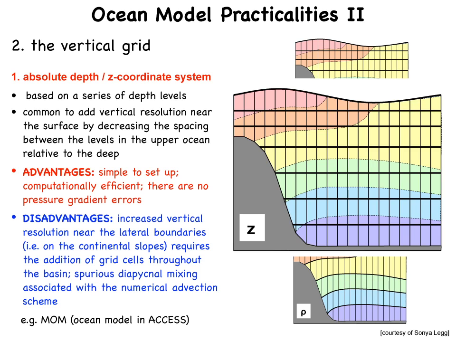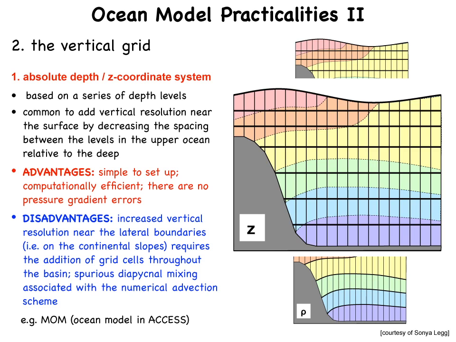It's really simple to set up. It's very computationally efficient. There aren't these issues with pressure gradient errors that some of the other systems suffer from. But again, the big disadvantage is that it's a bit restrictive in terms of putting resolution where you want it. And in particular, if you want to have increased vertical resolution on your continental slopes, you're kind of stuck with putting that increased resolution all across the basin.